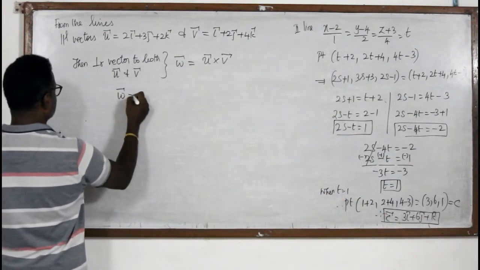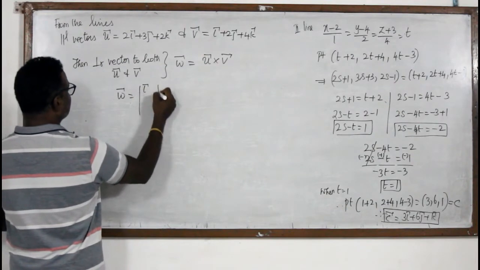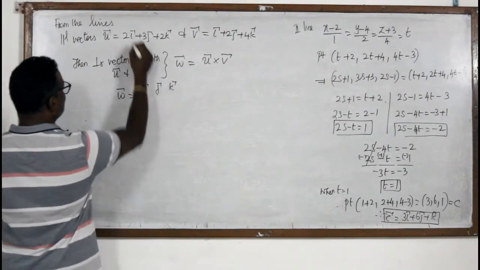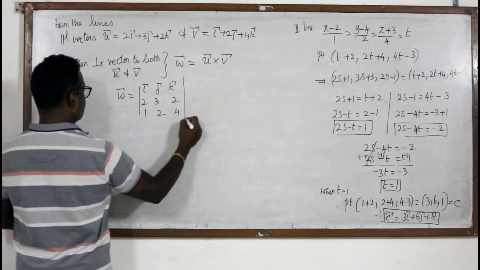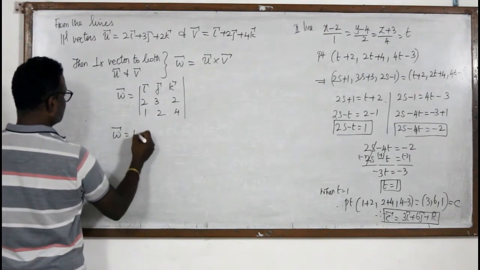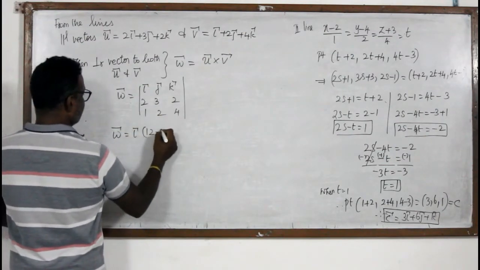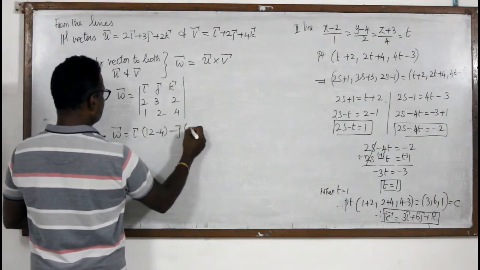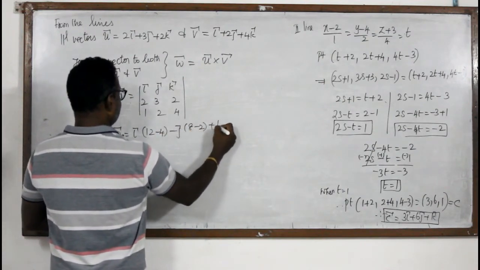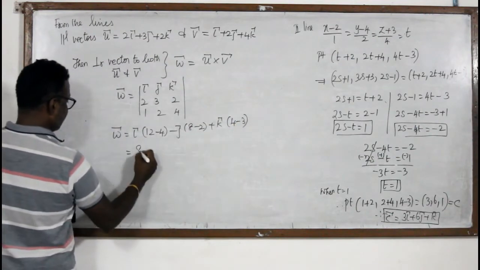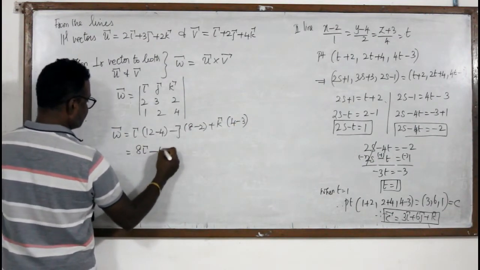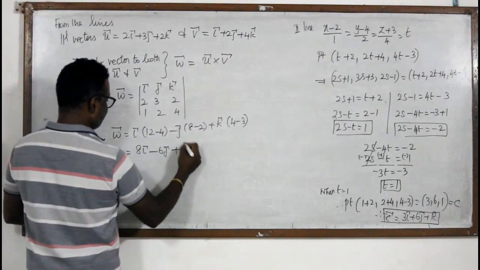So w equal to, we know cross product means determinant, isn't it? U is 2, 3, 2, v is 1, 2, 4. Therefore, w equal to i into (12 minus 4) minus j into (8 minus 2) plus k into (4 minus 3). It is 8i minus 6j plus k.